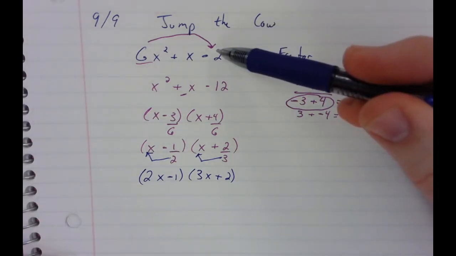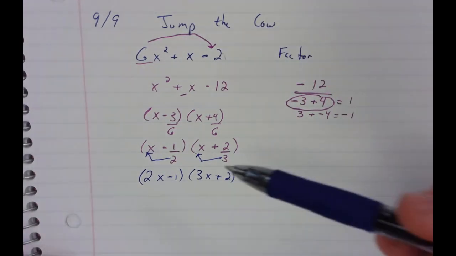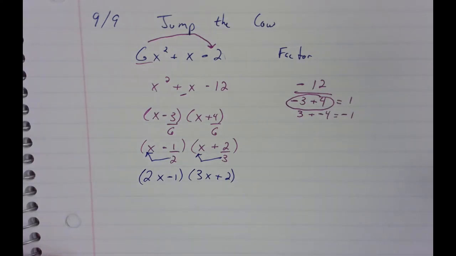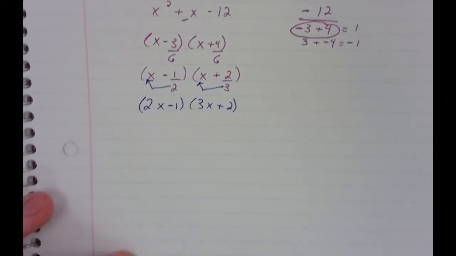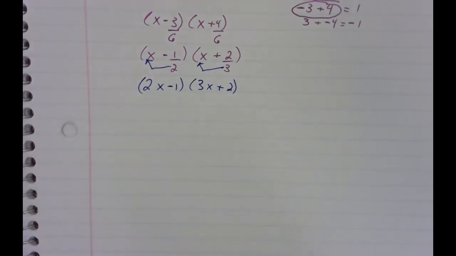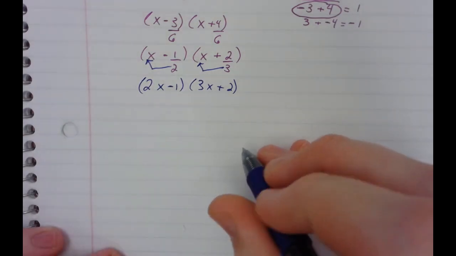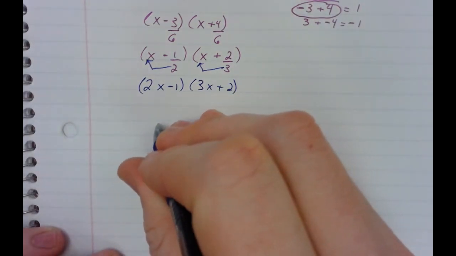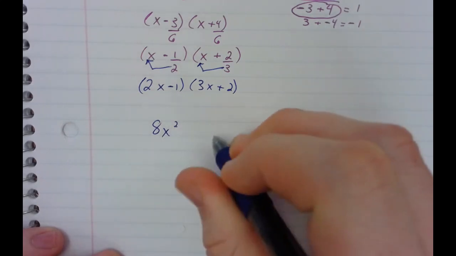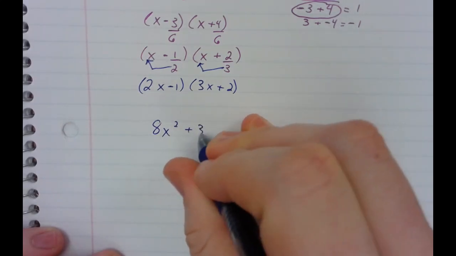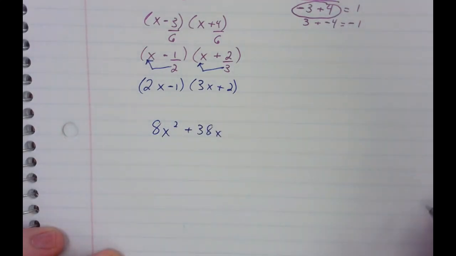So that's how we factor by jumping the cow. We jump the cow, we milk the cow, we then slide under the cow. All right. Just to show you one more example, Example 2. We're going to have, let's go with 8x squared plus 38x minus 10.